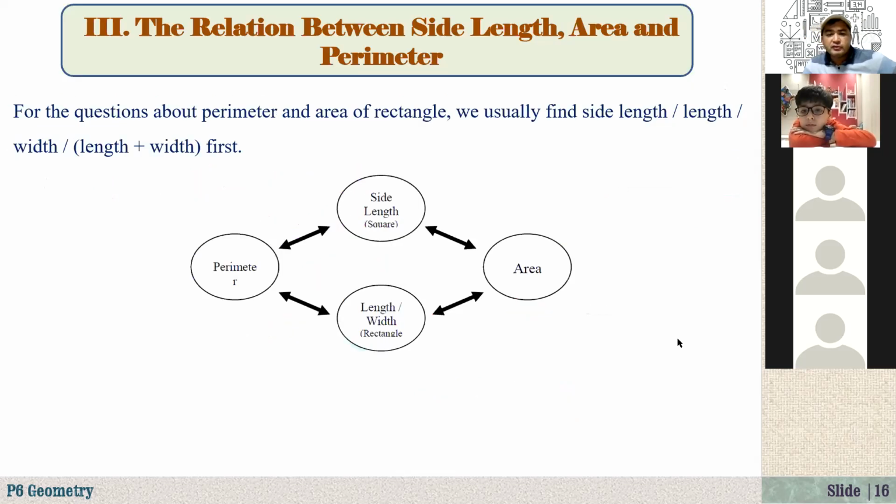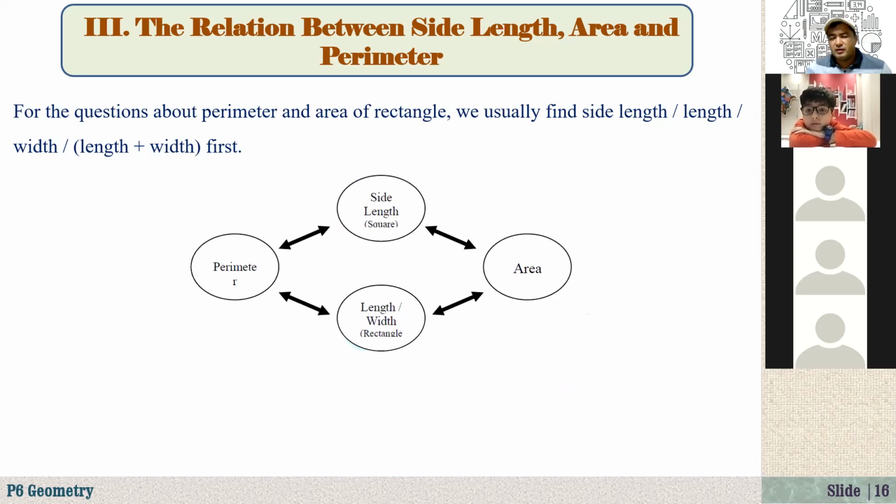Guys, if you have any question, if you didn't understand anything, let me just ask, okay? Raise your hand or ask. So Aydın, can you read it? For the questions about perimeter and area of rectangle, we usually find side length, length plus width first.